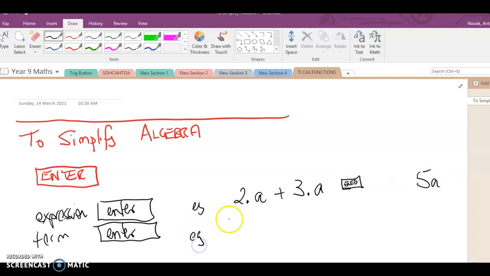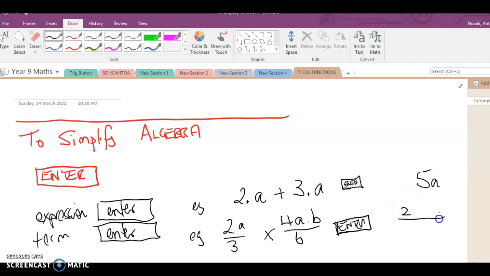And of course, if it's a single term, so we have 2A over 3 times 4A times B over 6, equals, we don't put equals, we press enter. And the calculator will recognize that 2 times 4 is 8, 3 times 6 is 18, and it will simplify that to 2 over 9, and A times A is A squared, and B on the top, and that's what you should return.